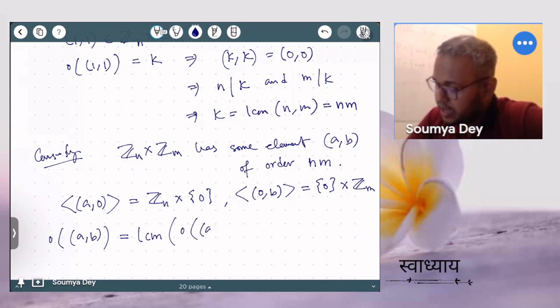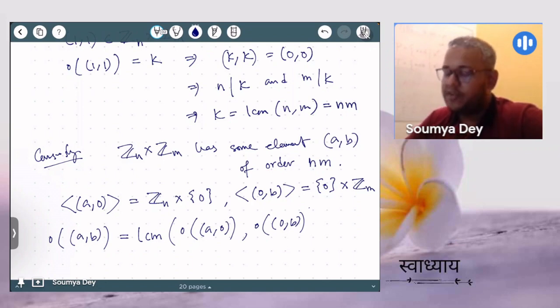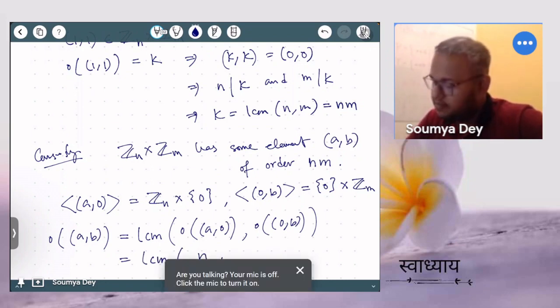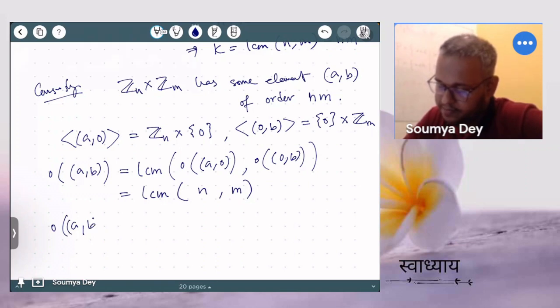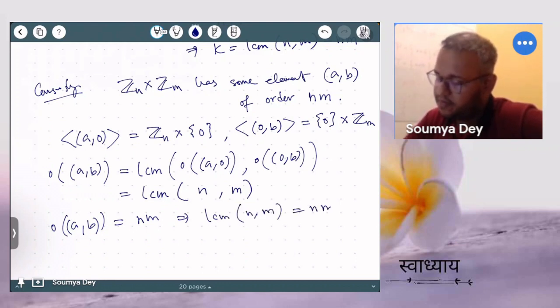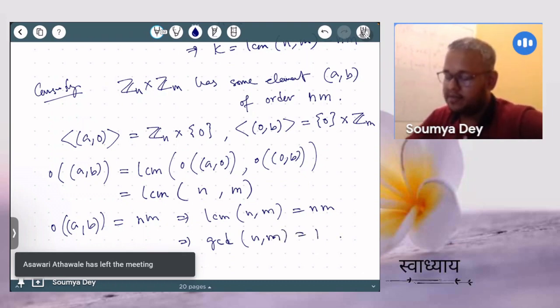So the order of (a, 0) and the order of (0, b). But the order of (a, 0) is n, and the order of (0, b) is m. But then the LCM of n, m is equal to nm in this case, because we have assumed that the order of (a, b) is nm. This implies the LCM of n, m is nm, but that will say the GCD of n, m is equal to 1. So this is not difficult.